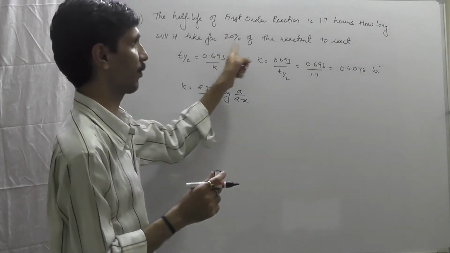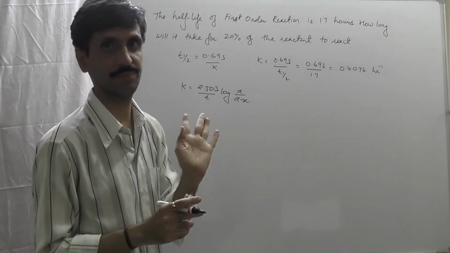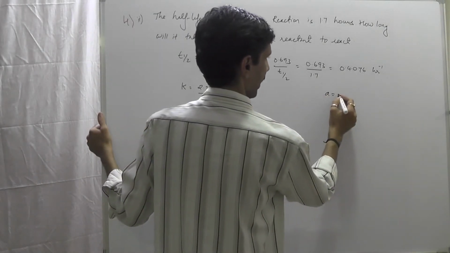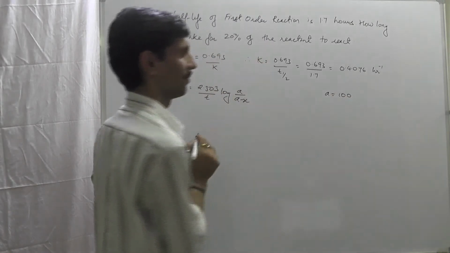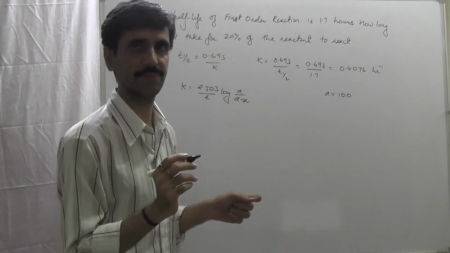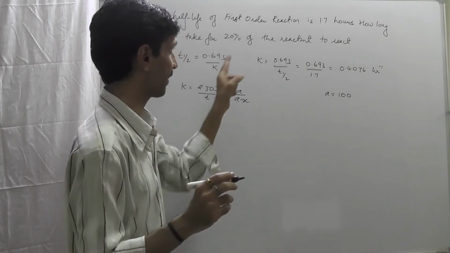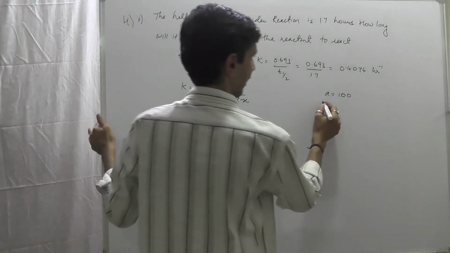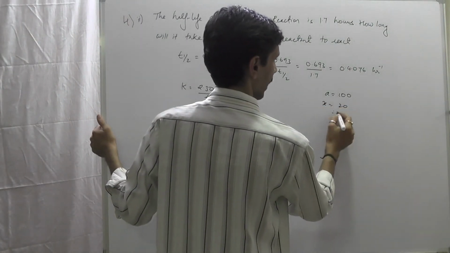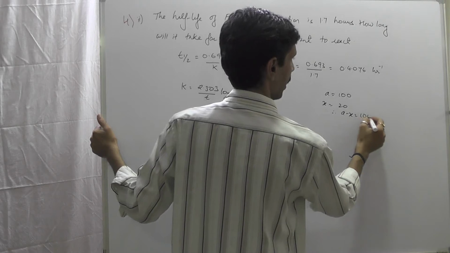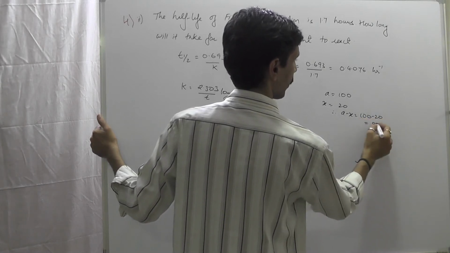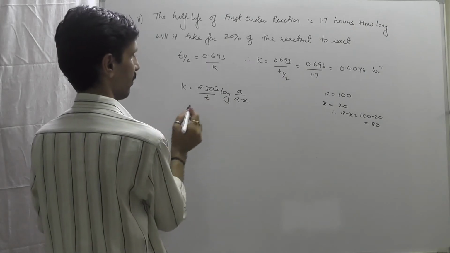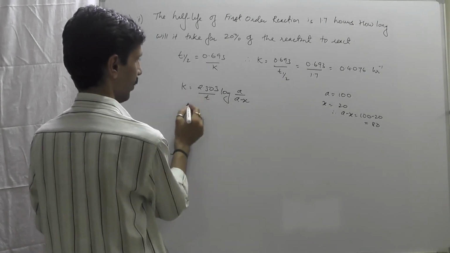How long will it take for 20% of the reactant to react? यानी इसका मतलब क्या है कि initially अगर a is 100, तो अभी reaction कितना हो रहा है? For 20% of the reactant to react, यानी x is equal to 20. So therefore a minus x will be 100 minus 20, and that is equal to 80. तो ये फिर इधर substitute करना है. k का value तो मुझे मालूम है, तो what we do is पहले t को इधर ले लेता हूँ मैं.